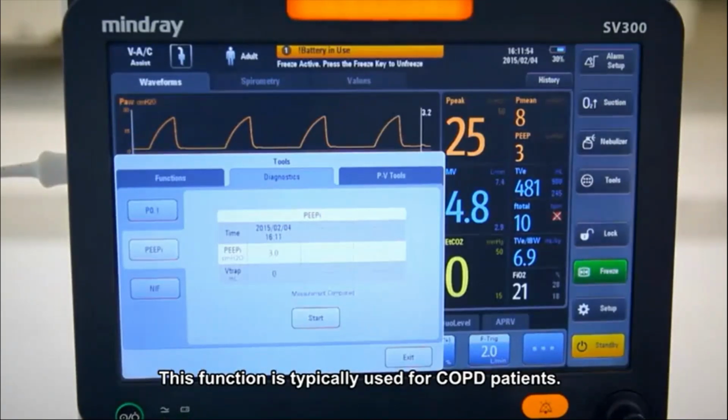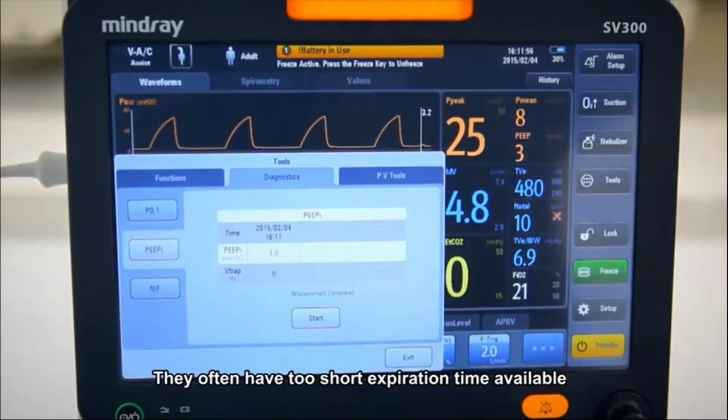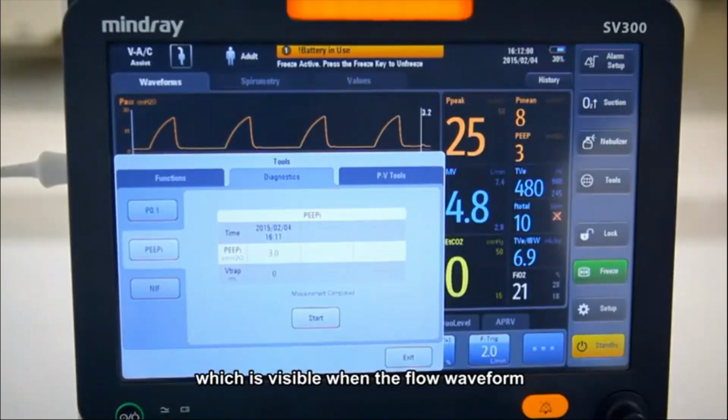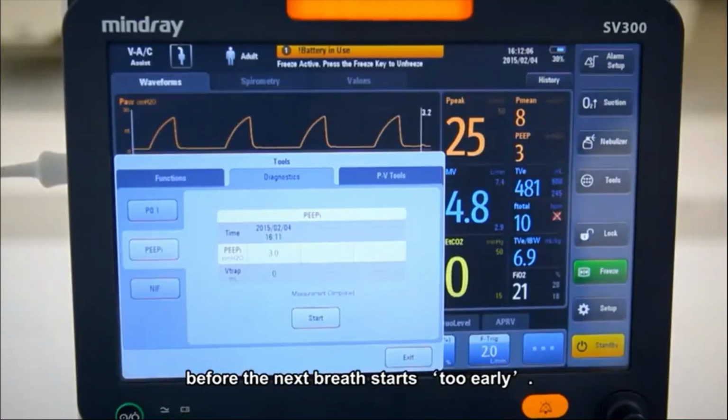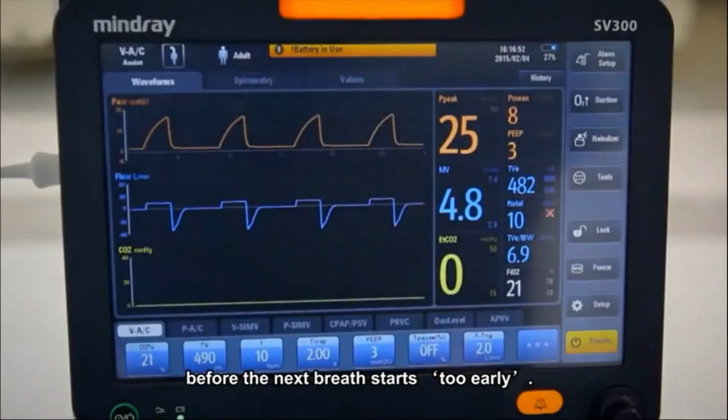This function is typically used for COPD patients. They often have too short expiration time available, which is visible when the flow waveform does not go back to zero at the end of expiration, before the next breath starts too early.